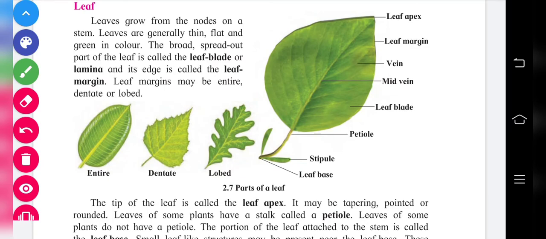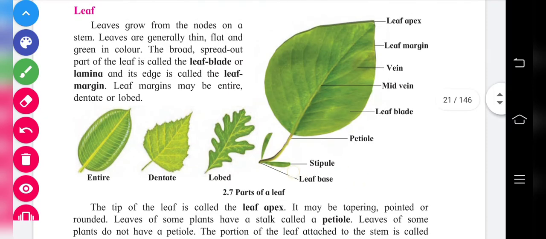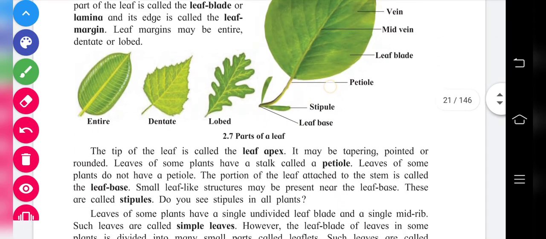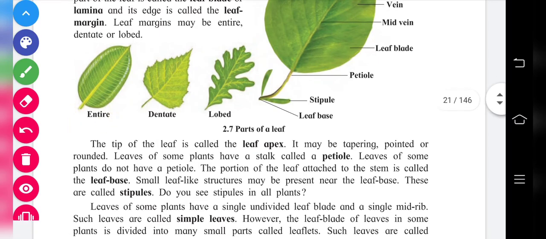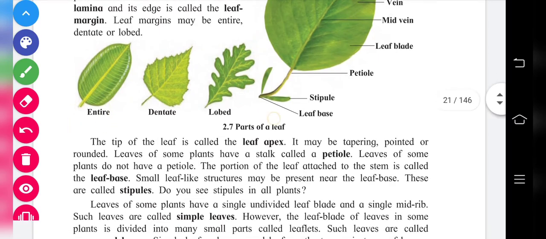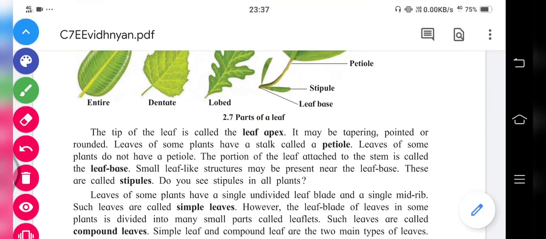After that, the leaf apex. The leaf apex means the tip of the leaf. After that, the petiole. The petiole is the stalk of the leaf. Some leaves have a petiole, some do not. The petiole is near the base of the leaf. Here a petiole is present, and here there is no petiole. Next is the leaf base. The leaf base is the starting point of the leaf. After that are the stipules. Stipules are present near the leaf base.